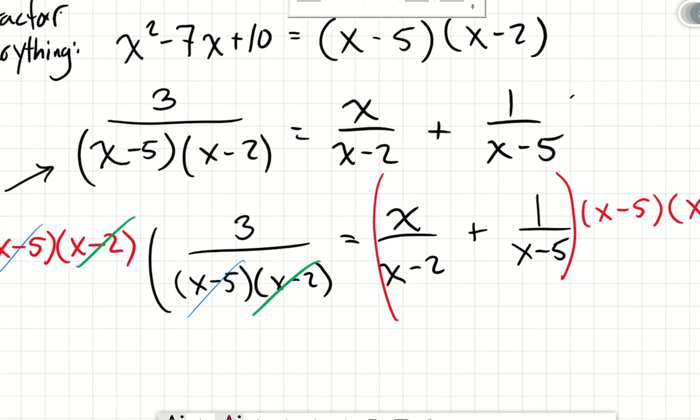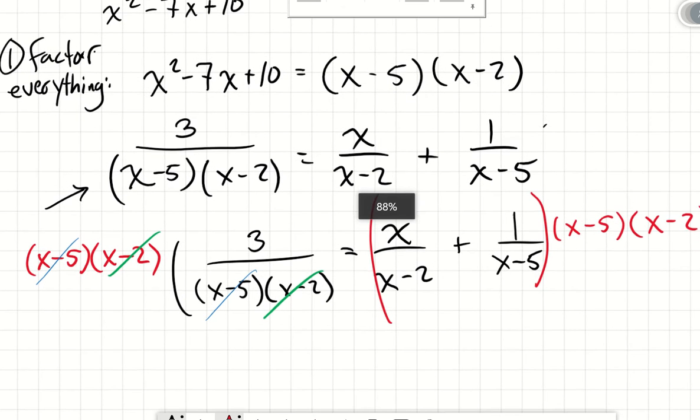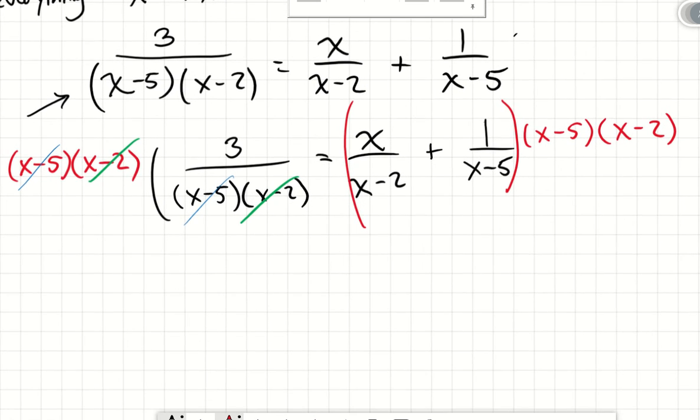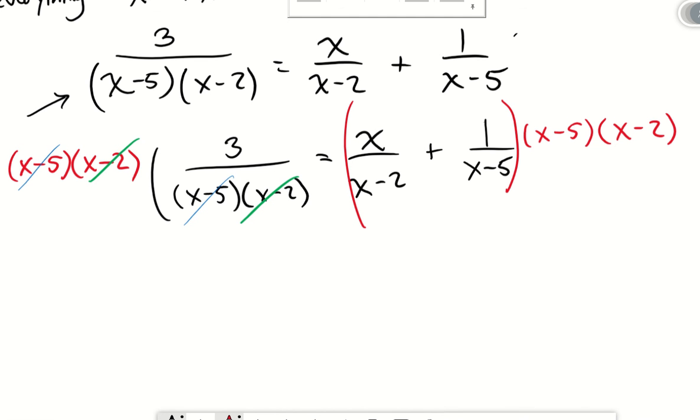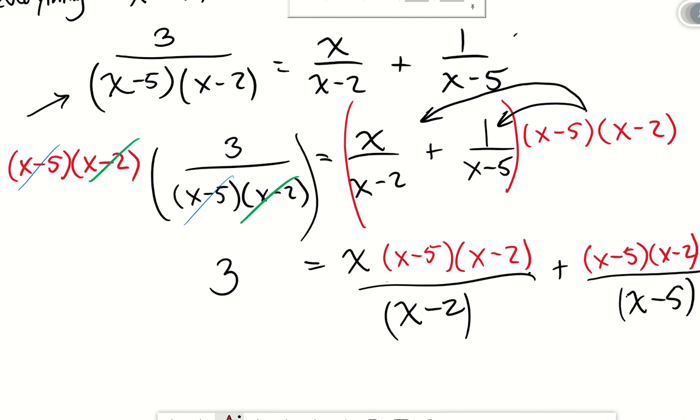See the whole thing. X minus 2 is there. So the left side just becomes 3, because all the denominators canceled, and then we've got this. And what's going to happen with this is it's going to get distributed to both of these terms because there are 2 terms in here. So now that that's been distributed, we've got x times x minus 5 times x minus 2 over x minus 2, and x minus 5 times x minus 2 over x minus 5. First thing we want to do here is now cancel terms.